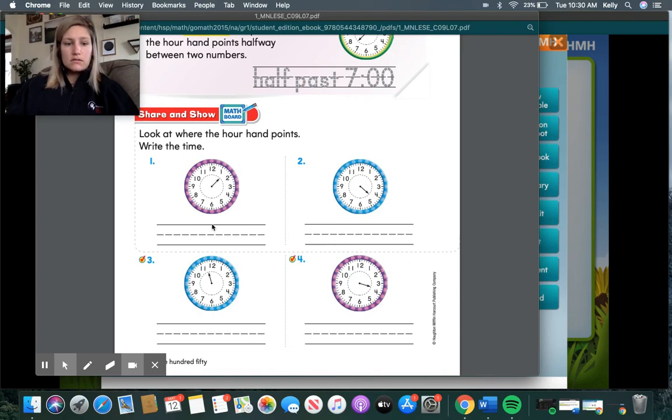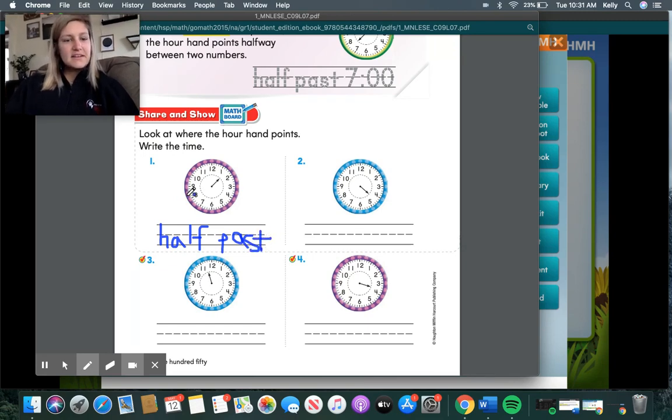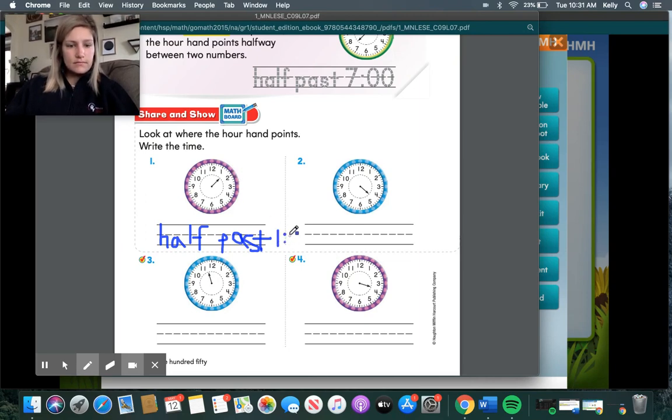So here, you're just going to write half past whatever time it is. So here, let's see. I see that it's between the 1 and the 2. So I would write half past. Whoops, kind of hard to write letters with this, so my handwriting is not the greatest. Half past 1 o'clock. Okay?